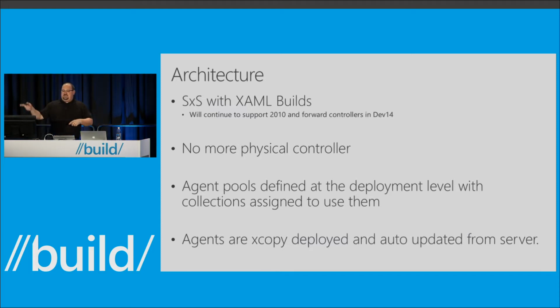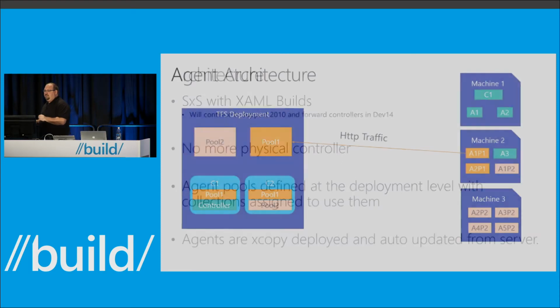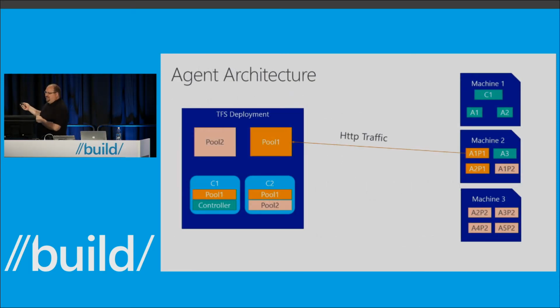And as I mentioned, the agents are Xcopy deployed and auto-updated from the server. Basically, there's a button on the admin page where you download the agent, you unzip the file, you run a PowerShell script to configure it, it's up and running, and from then on, it just auto-updates itself as the server updates. Here's a picture. It kind of looks like this.